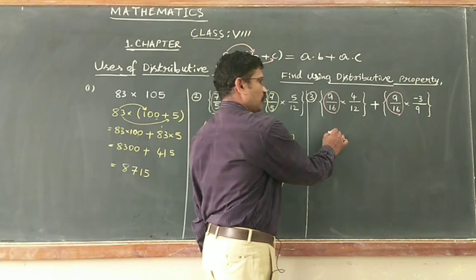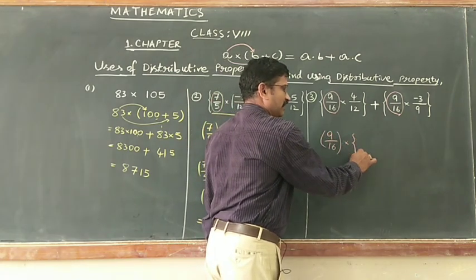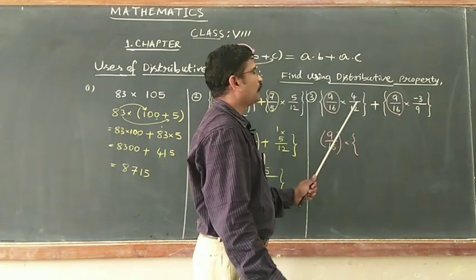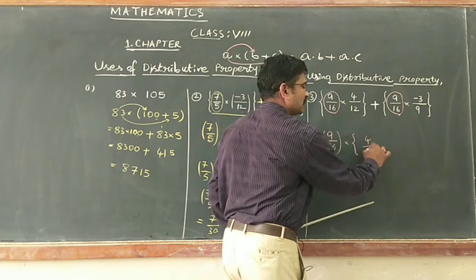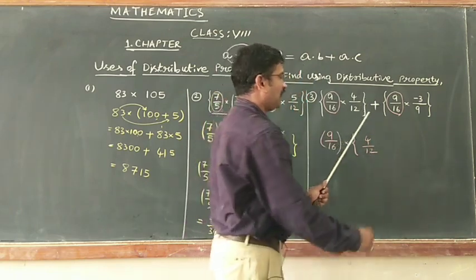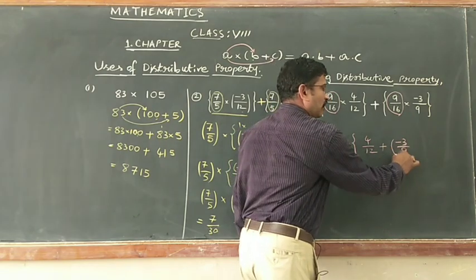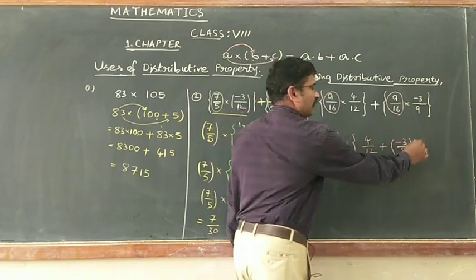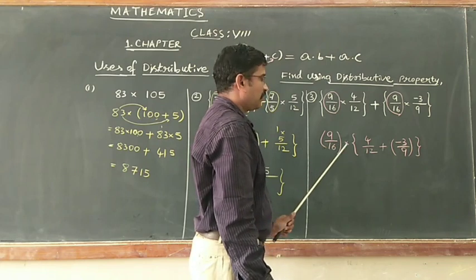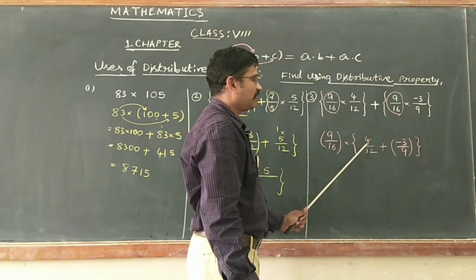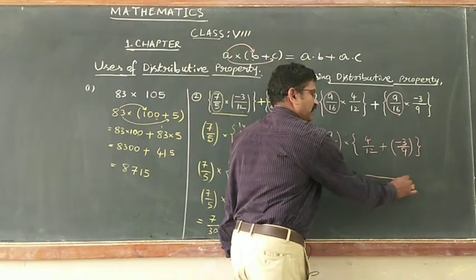like this. So, if I take 9 by 16 out as common, I am left with only the rational number 4 by 12 added to minus 3 by 9. Since it is negative, I will keep it within brackets. Now, 9 by 16 is multiplied by the sum of 4 by 12 and minus 3 by 9. You know how to do the further simplification.